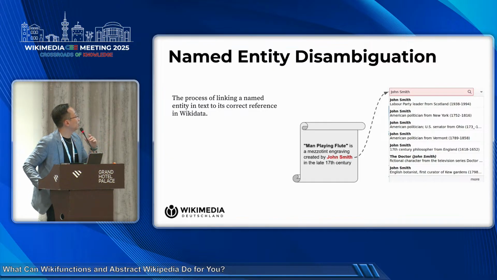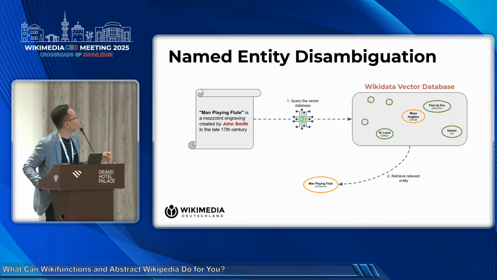In named entity disambiguation, this is the process of linking a named entity in text to the correct reference in Wikidata. As you can see, man playing flute, engraving created by John Smith in this particular period of time, and then you can see there are so many John Smiths in Wikidata. But if you query the vector database, you will be able to pull out, what is the man playing flute. Sorry, man playing flute. Oh my God, it's a long day, sorry.